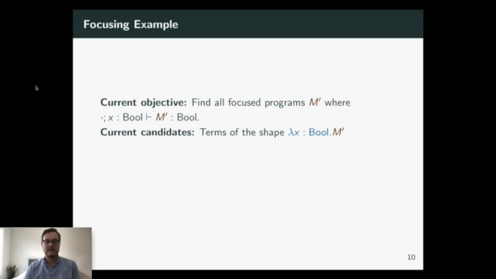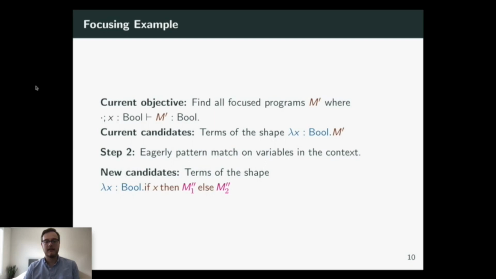So now we need to consider what the body of the lambda might be. And when we're trying to build that, focusing says that the first thing we can do is eagerly pattern match. Anytime there's something in the context that can be pattern matched on, focusing says we might as well do that pattern matching right now. There's no point in waiting until later. So now we know that all the terms we're interested in have a lambda on the outside and then immediately pattern match on its input.